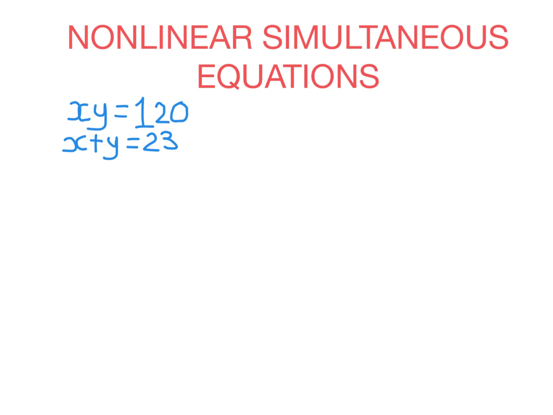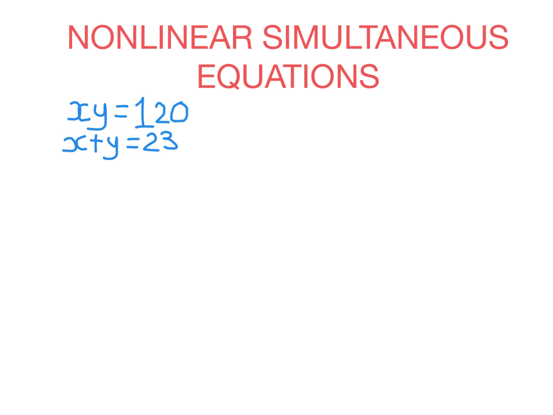Thank you so much for tuning into this video in which we will look at nonlinear simultaneous equations. So this here, second equation, is linear. If you were to graph x plus y equals 23 in the Cartesian plane, you would have a straight line. This top equation, however, is nonlinear. If you were to graph xy equals 120, you get a hyperbola. It's not a straight line.